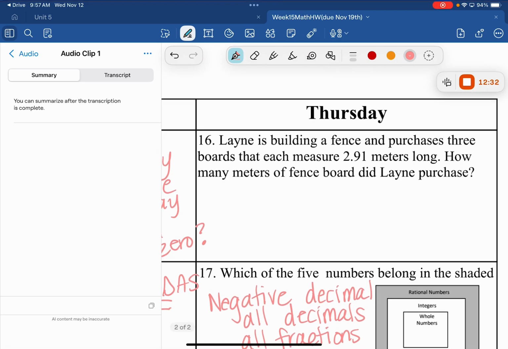Lane is building a fence and purchases 3 boards for each. And they each measure 2 91/100ths. How many meters of fence board did he purchase? So you could take, if each of them are this long and there's 3 of them, you could do that. If you're not a big fan of multiplying, you could add it up 3 times.